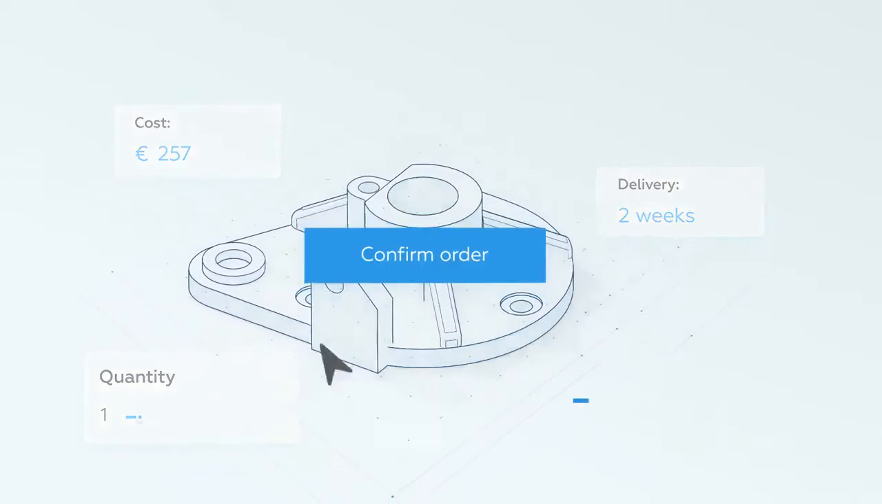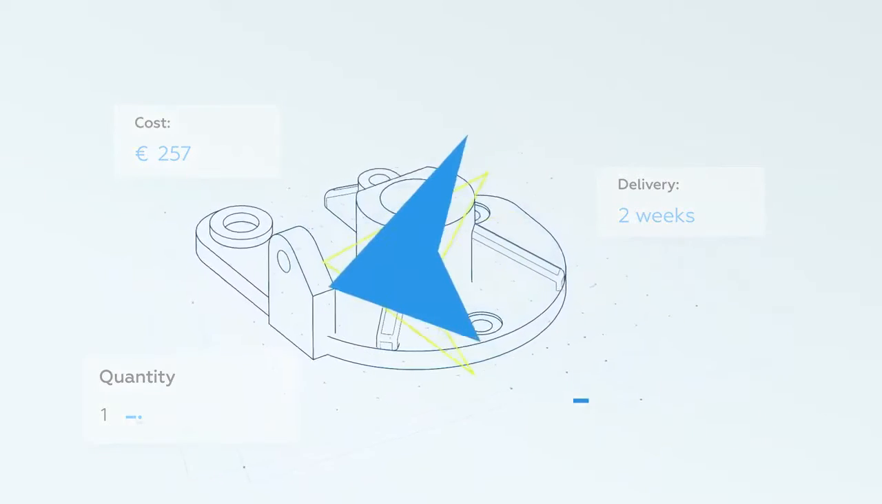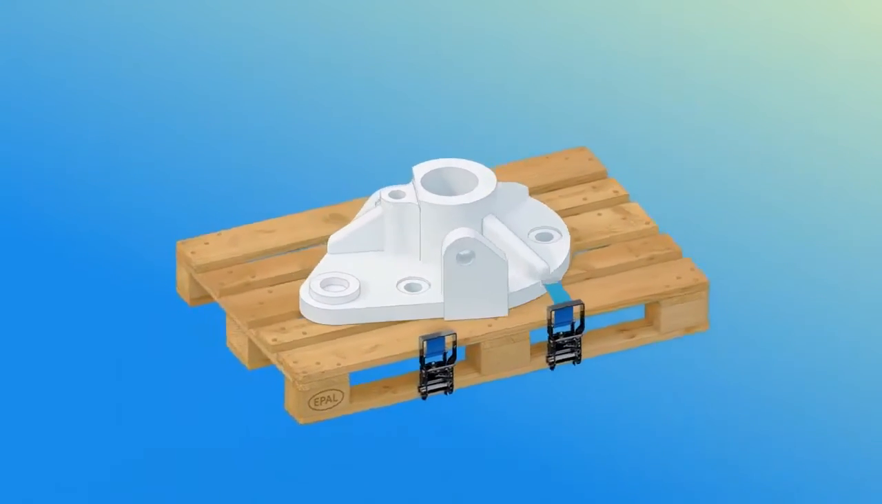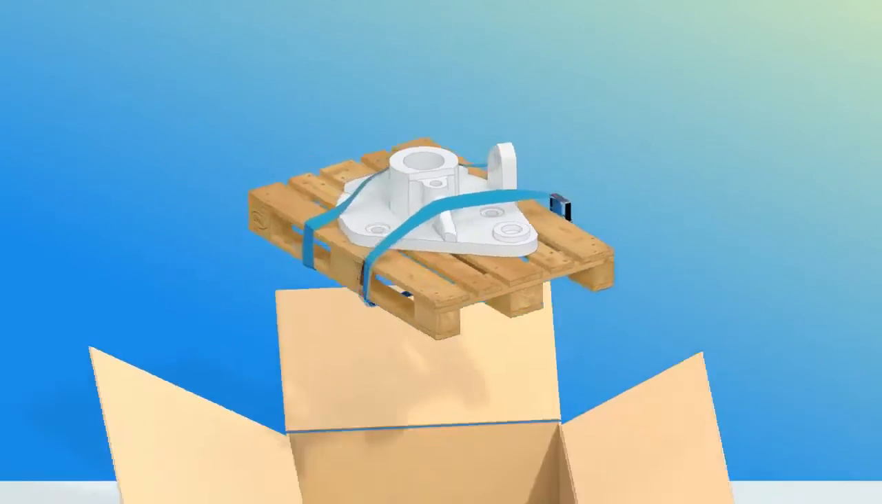Step 2: Confirm your order details and click Confirm the order, and then Xometry sends the parts to you. Step 3: Get your parts delivered right to the doorstep.